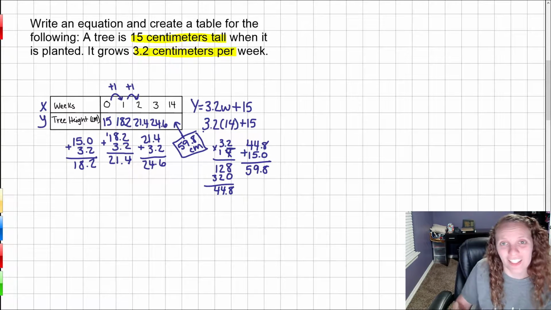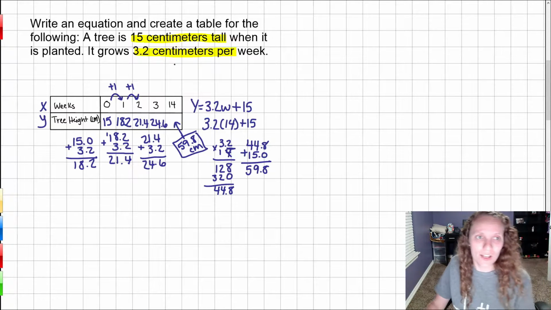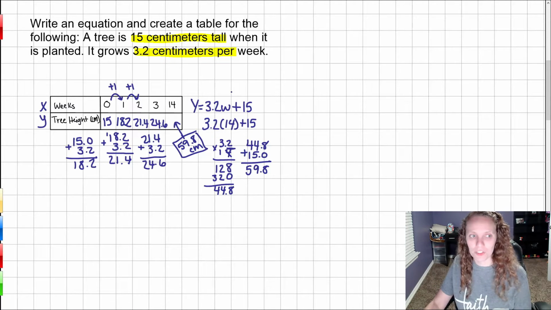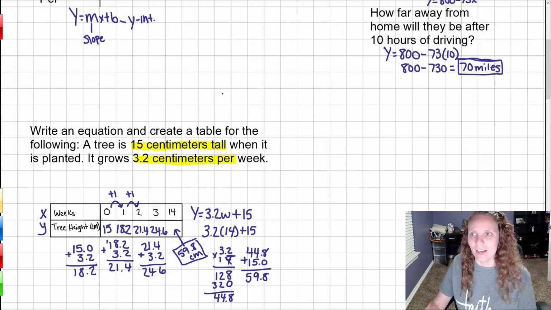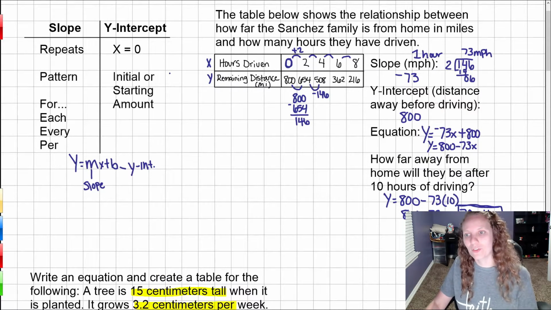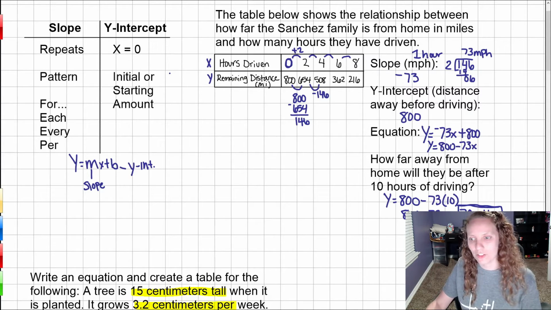Alright guys, that's looking at equations and tables. We were able to look at a situation and create a table and even write the equation to help us predict for a future week. And then we were also able to look at a table and then create the equation by figuring out what's the slope and what's the y-intercept.